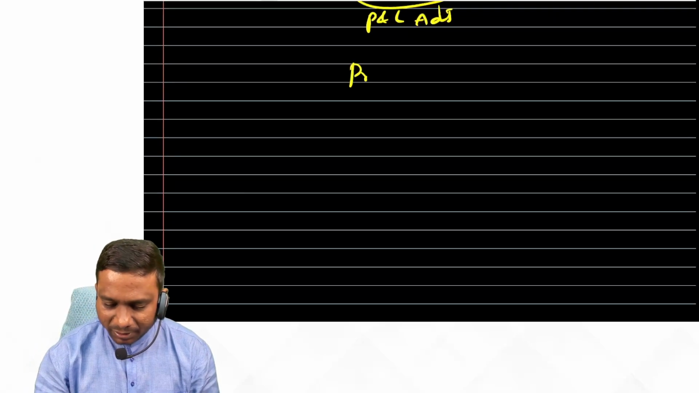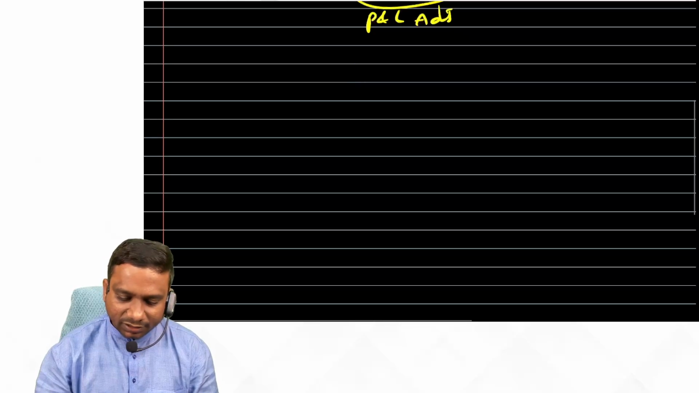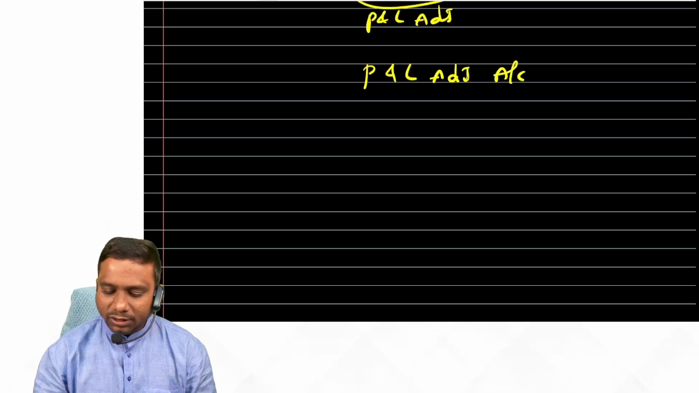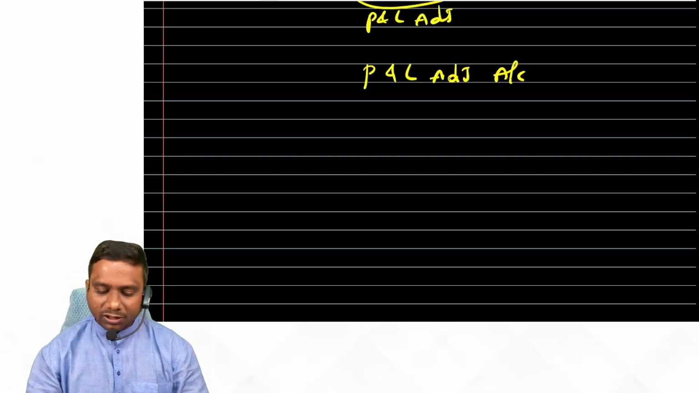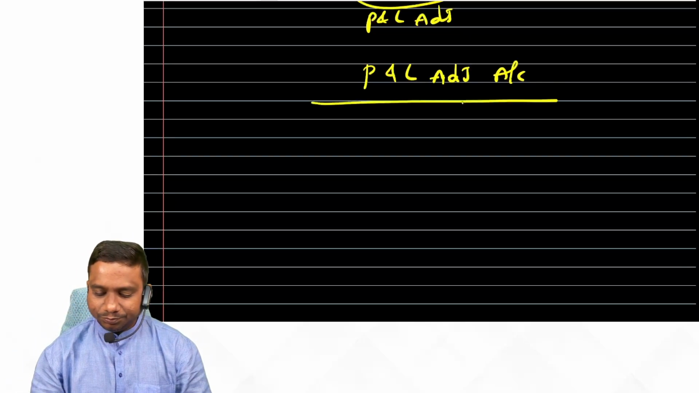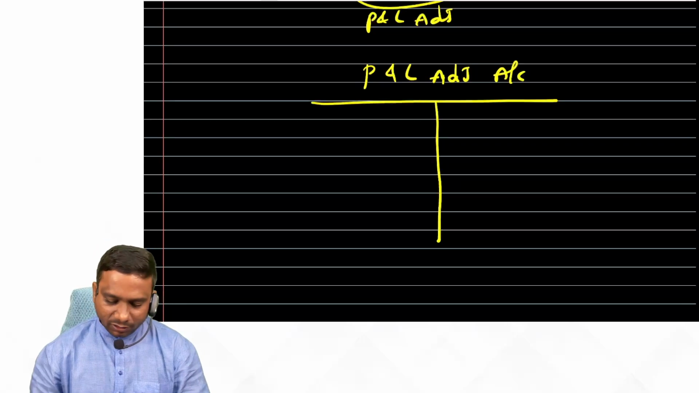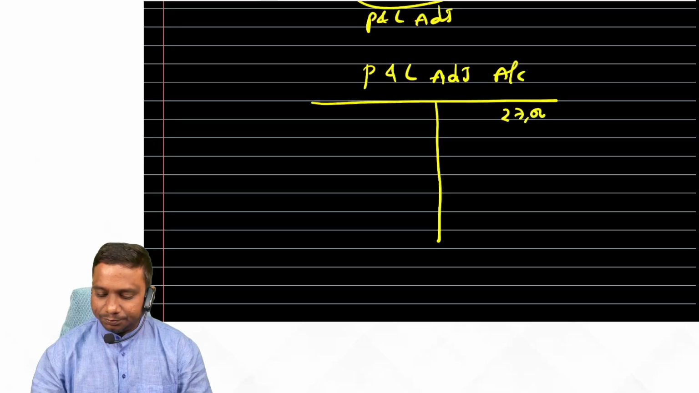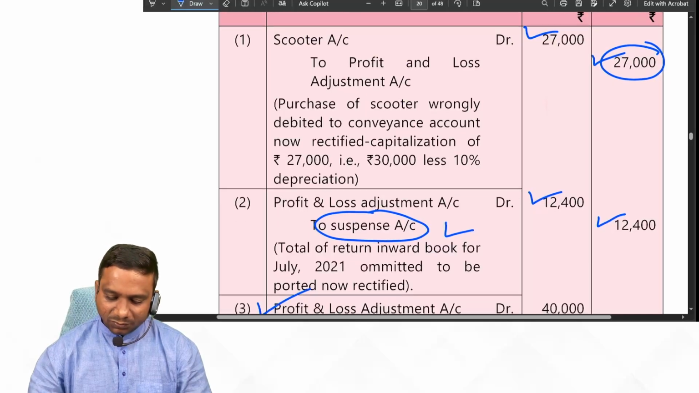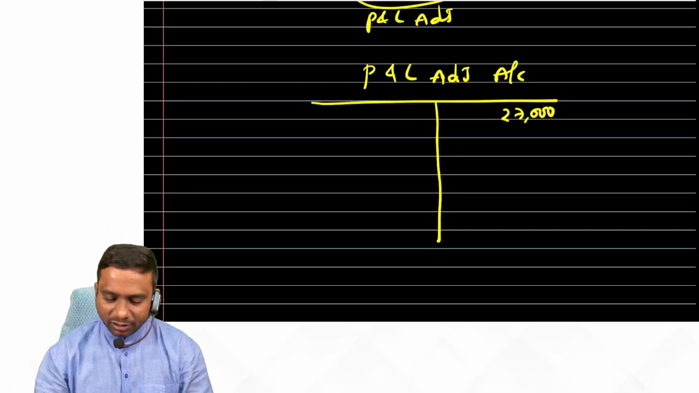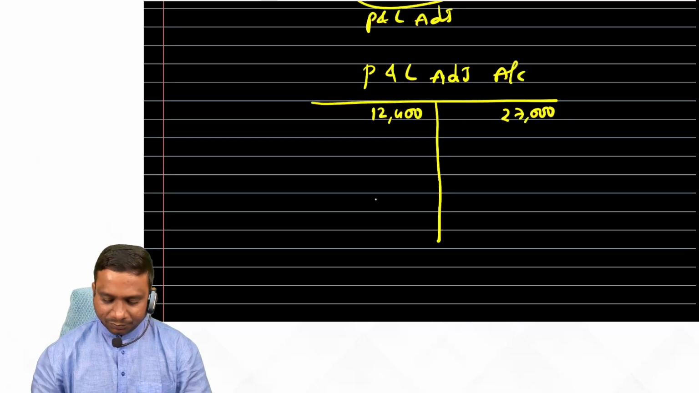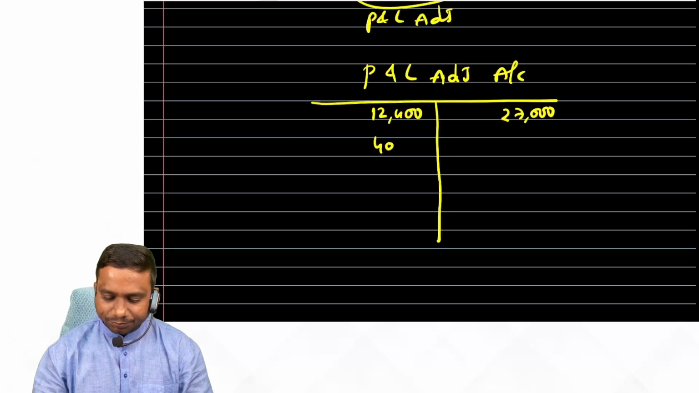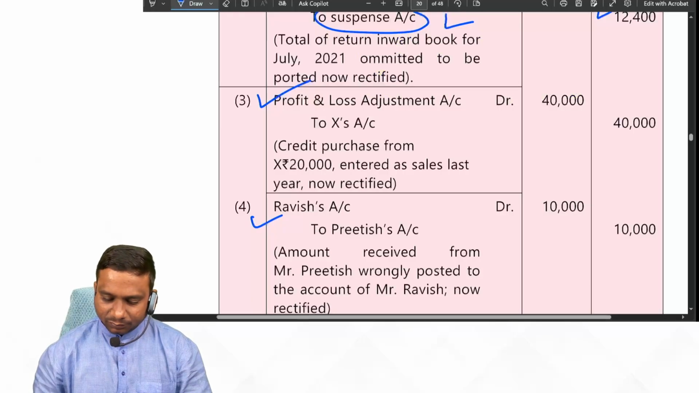So here I am preparing the profit and loss adjustment account. It is suggested that you also prepare a profit and loss adjustment account in the exam. So in the profit and loss adjustment account, here credit 27,000. Next here debit 12,400. Next here also debit 40,000.